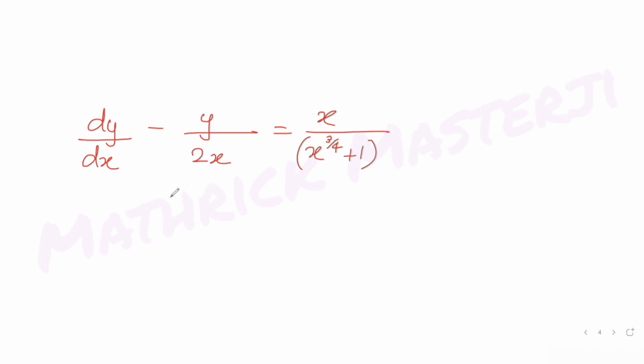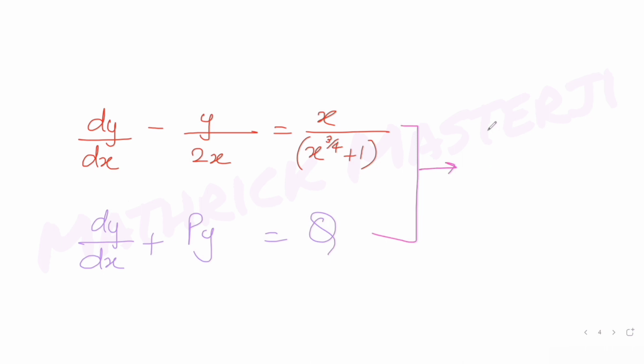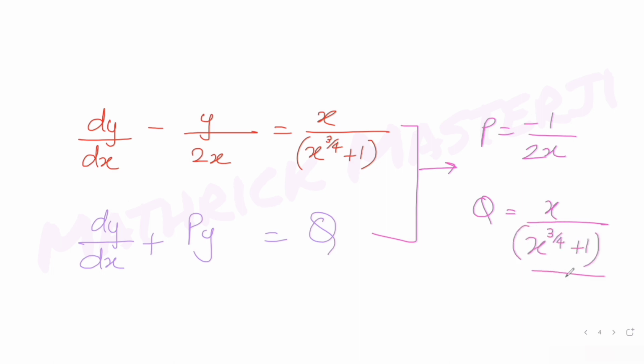So now if I try to compare this equation with my general form, dy by dx plus py equals q, I get from this two comparisons: p is equal to minus 1 over 2x and q is equal to x upon x raised to 3 by 4 plus 1. So you get this entire p and q now. Once you have p and q with you, you can just use the ideas.